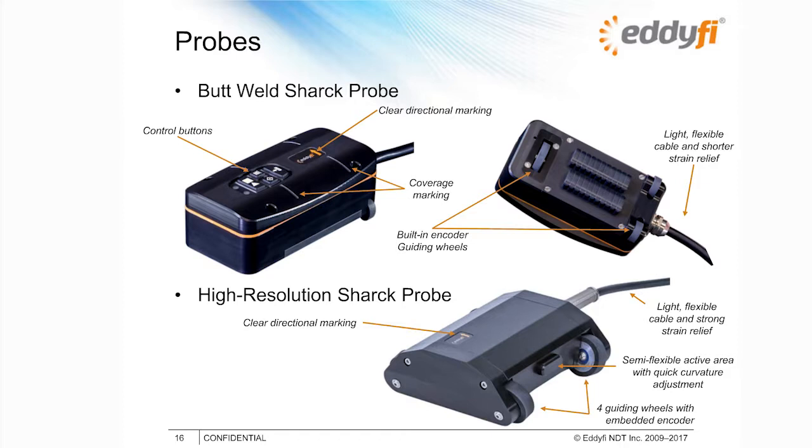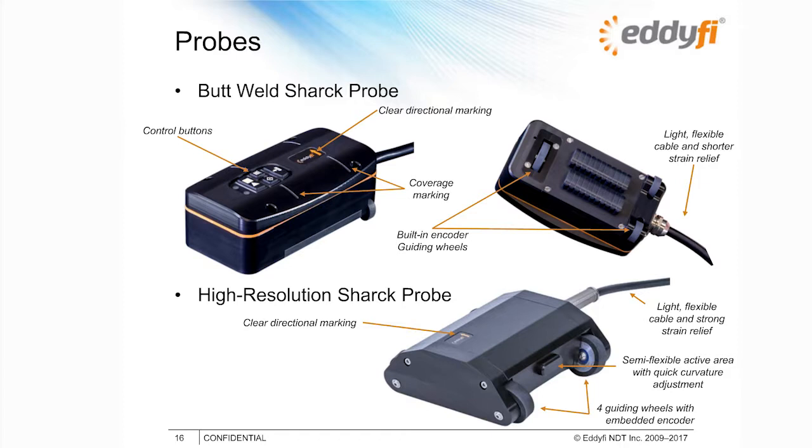For the Sharck high-resolution probe, this one is designed for the bare material inspection. So it has a semi-flexible active area with a quick curvature adjustment, which enables the user to adapt the active area to the pipe curvature under inspection. Also, it has 4 guiding wheels that help to keep the probe stability during the scanning.